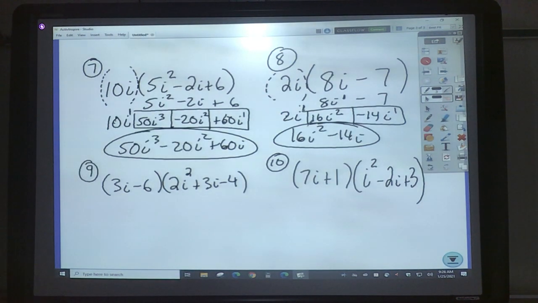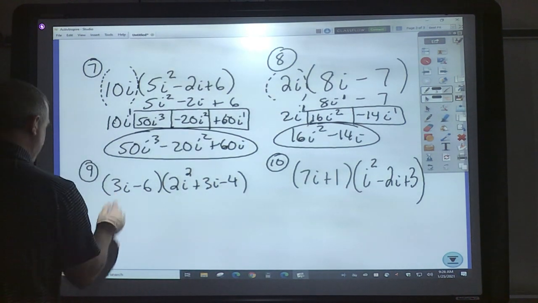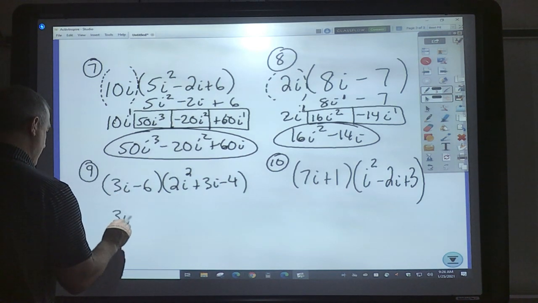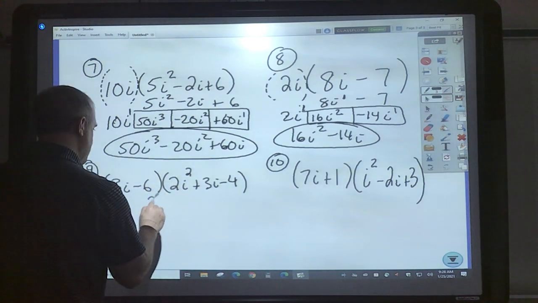Now we're going to get to these ones with 2 by 3. Same idea. Here, with a -6, 3 terms.